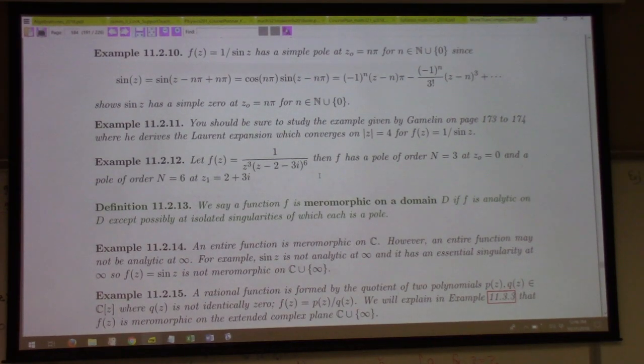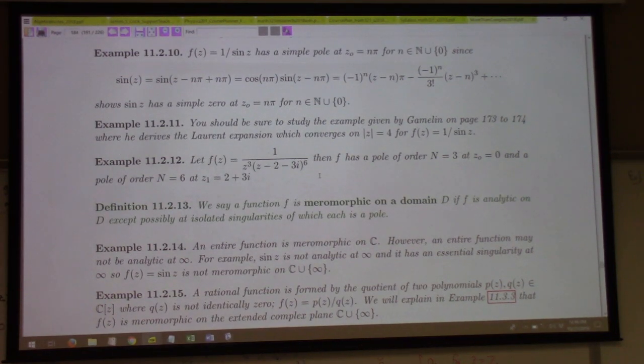Now a definition that's important and will be with us for the rest of the course. We say a function f is meromorphic on a domain D if it's analytic on D except possibly at isolated singularities where it has poles. In other words, a meromorphic function is one which does not have an essential singularity at any of the singular points in its domain, right? And also it only has isolated singularities. You couldn't have something that has a whole line of singularities somehow. This would not be a meromorphic function.